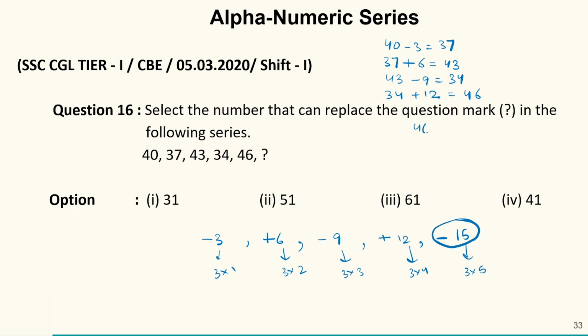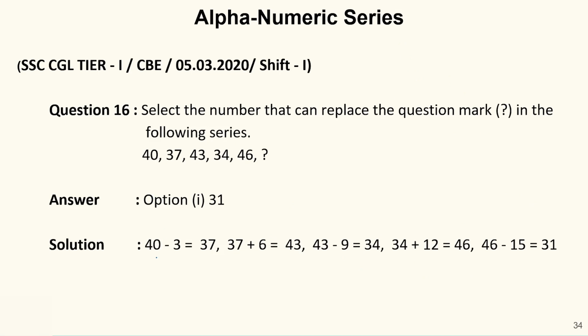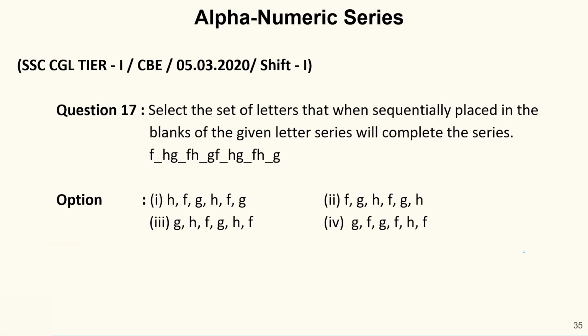So if I subtract 15 from 46, what will I get? I'll get 31 as the answer, which is option number 1. So option number 1, 31 is the answer to this question. Here you can see this is the solution: subtracting 3, adding 6, subtracting 9, adding 12, and then subtracting 15.